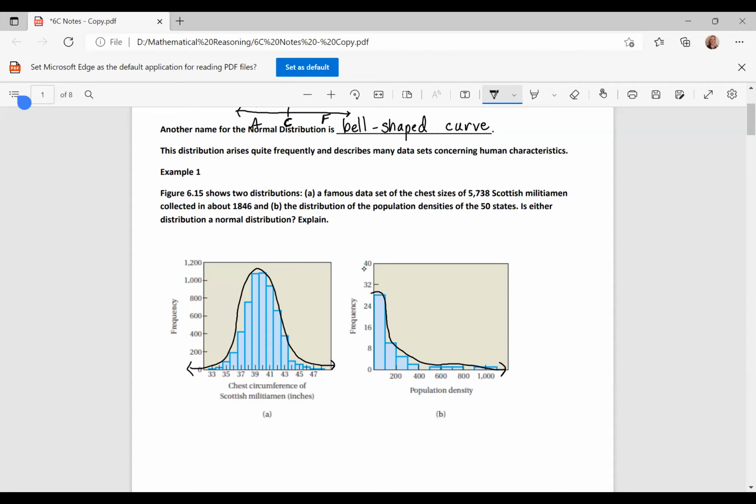So this one is a pretty good description of what a normal distribution looks like. It's pretty symmetric. And remember that another name for normal distribution was the bell-shaped curve. And this distribution is not normal. We would say it is skewed with more data on the left, so it is skewed right.